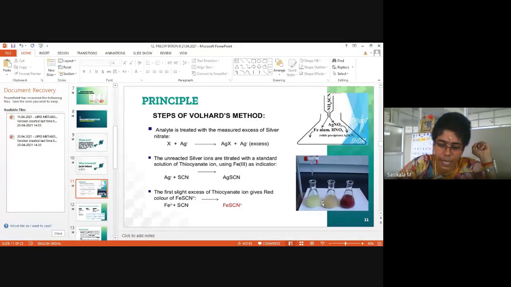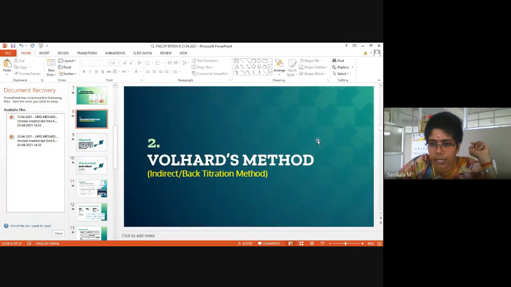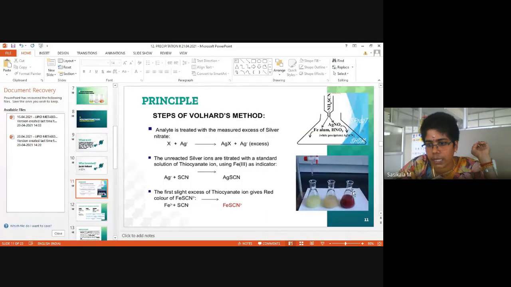Compare it with the Mohr method. Here you can see it is somewhat orange color, right? The color at the end point for Volhard's method, you will find a clear color change from white to reddish brown. This is the end point. So it involves three steps. In the beginning, silver nitrate is allowed to react with the chloride to form this white precipitate of silver chloride.